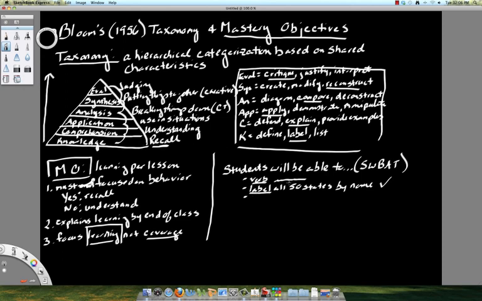Maybe my mastery objective isn't to label all 50 states. Maybe it's to label 25. Or maybe it's to label 5 states south of the Mason-Dixon line, because we're focusing on southern states for some reason within the curriculum. Whatever that mastery objective is, how I would define successful learning in a class, by the end of that class, that's what I want my mastery objective to be.